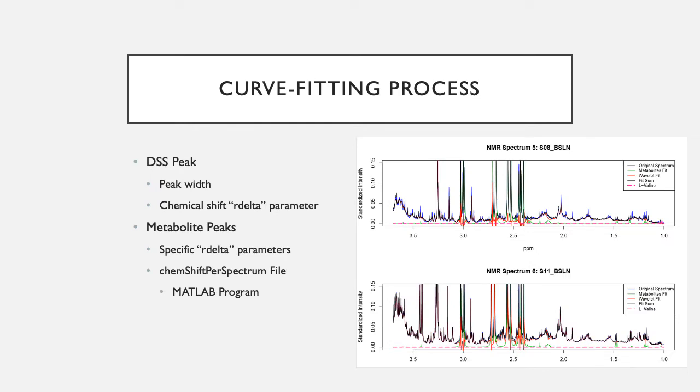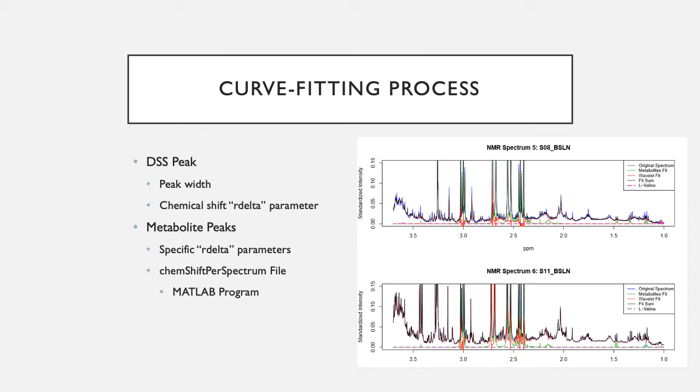This software package uses Bayesian statistical curve fitting to produce a curve similar to the original spectrum. During this process, certain parameters are used and can be varied by the user. The DSS peak, the reference peak for all other peaks in the spectrum, is first fit properly using the peak width parameter, which gives the global mean peak width, and then using the chemical shift R delta parameter, which gives the variability of the peak away from the standard chemical shift, which is 0.0 for DSS.